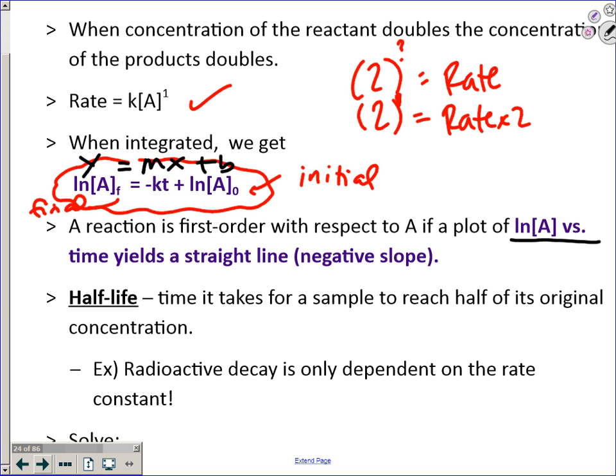Okay, so if we plot ln of A, this would be which axis? Y-axis, okay? And then time, this would be the x-axis. Usually it's written the other way. So we plot it as ln concentration versus time. We will get a linear line, which will have a negative slope because of the correlation here.